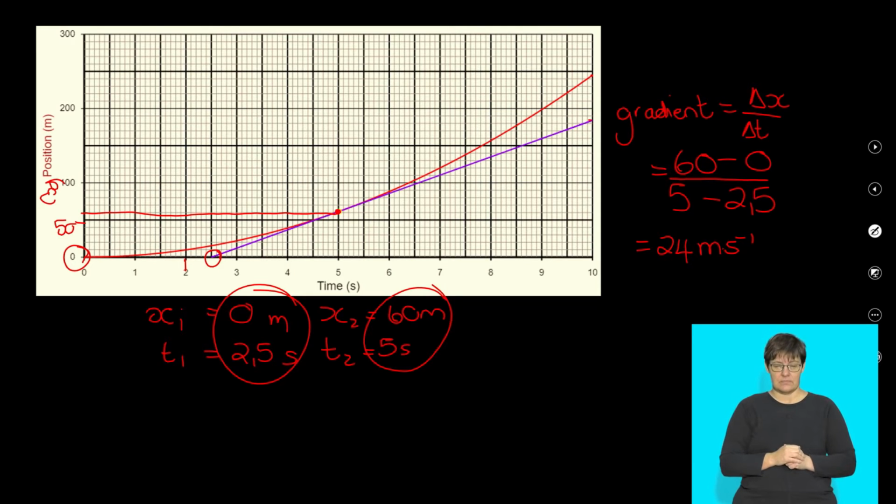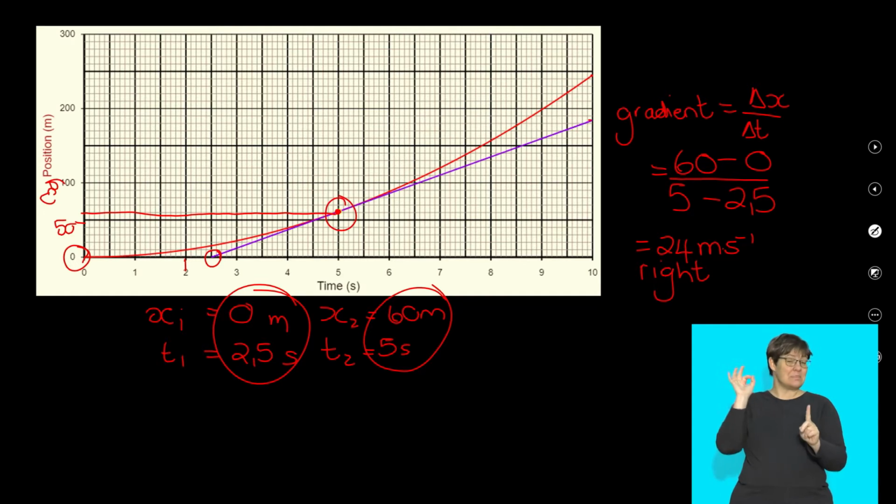At the moment, I have calculated an instantaneous speed. I want instantaneous velocity, so I need to add in direction. And if we think about our diagram, it was going to the right. So at this exact moment in time, it was going at 24 meters per second to the right at 5 seconds.